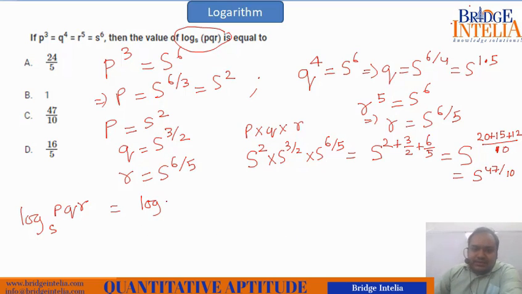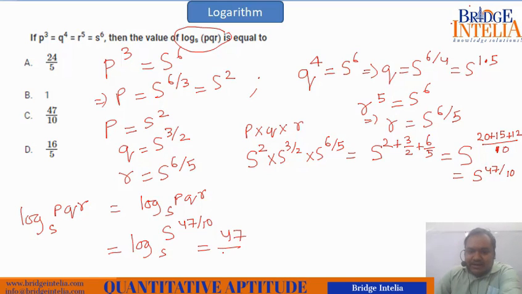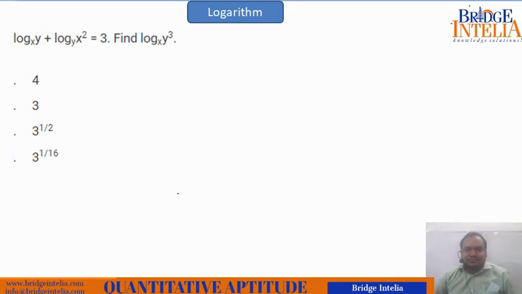So now log pqr to the base s can be written as log of s to the power 47 by 10 to the base s, which is nothing but 47 by 10 log s to the base s. So log s to the base s is what? It is equal to 1. So this comes out to be 47 by 10. So now let's move further. This is a very good one.